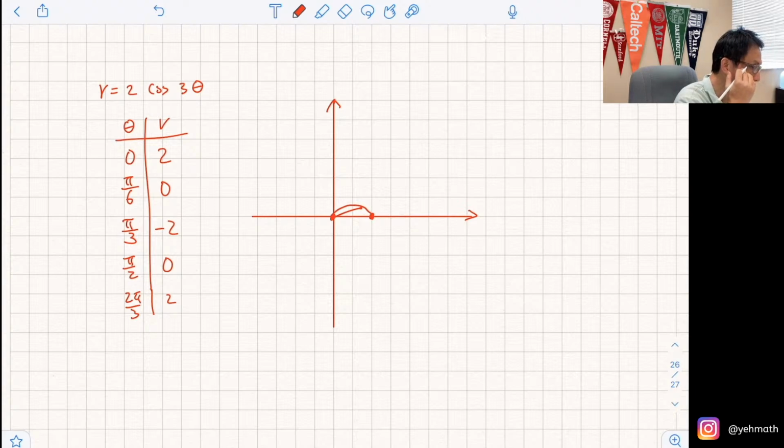Now what happened at 3 pi over 2? At 3 pi over 2 it's going to be somewhere around this region right here, right? Does that make sense? And then you're going to have a radius of -2, so it's going to be on this side. So it's going to come up to be something like here. And then at pi over 2 it's going to go back to 0. So it's going to be like this.